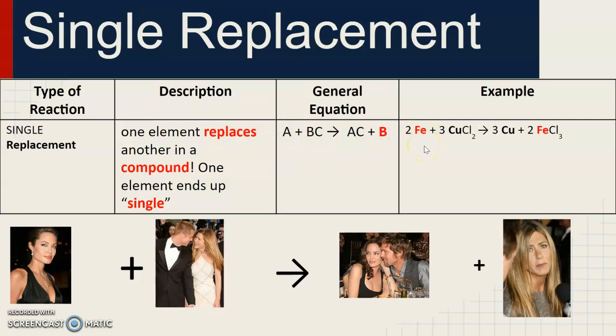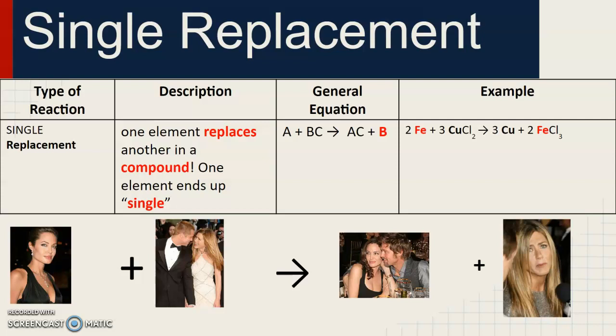Here's our example. We've got 2 iron plus 3 copper chloride will yield 3 copper plus 2 iron chloride. If we look here, it's the iron that's making the switch, right? So iron is replacing the copper. So it's pushing the copper out. So the iron is going to now bond with the chlorine, and then copper winds up by himself. In these replacement reactions, like will replace like. So here we have metal. If you notice the iron is switching around, the iron is going to replace the copper because iron and copper are both metals. So like will replace like. So if you have a metal switching, it will be a metal that replaces a metal.